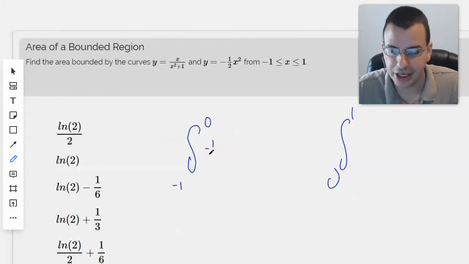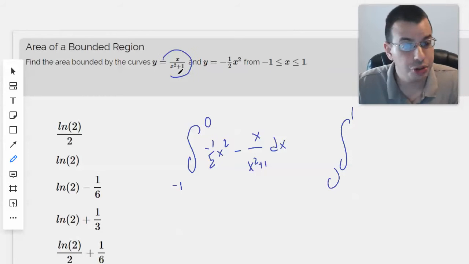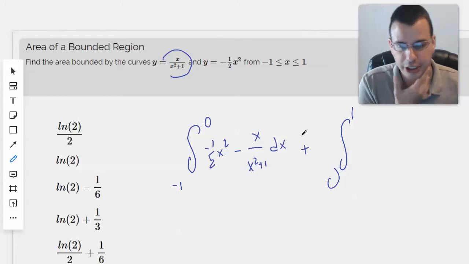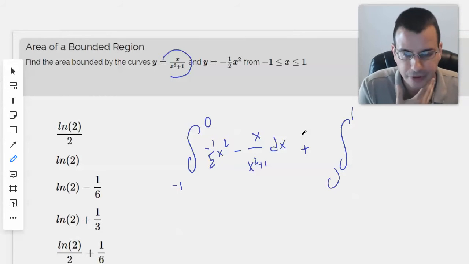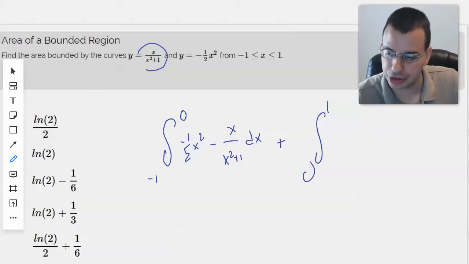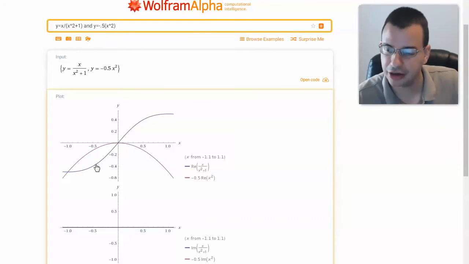And this will be negative 1/2 x squared minus x over x squared plus 1. And then we're going to have to do a substitution just to get this one done. So this is going to be a little bit more in-depth than you would see in just an AP multiple choice question. Okay, so this is going to be the first portion. So we take the area under this curve, subtract the area under that curve.